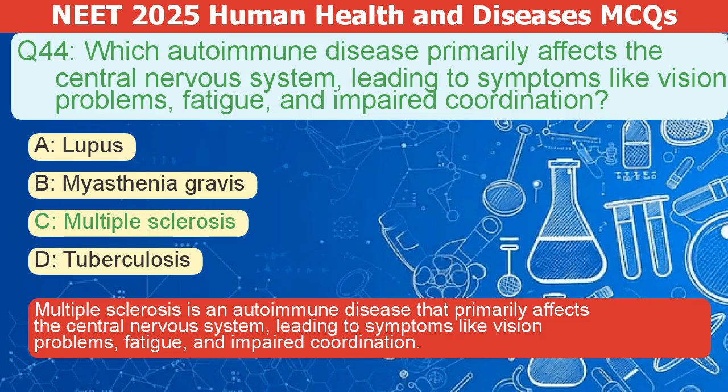The correct answer is C. Multiple sclerosis is an autoimmune disease that primarily affects the central nervous system, leading to symptoms like vision problems, fatigue, and impaired coordination.